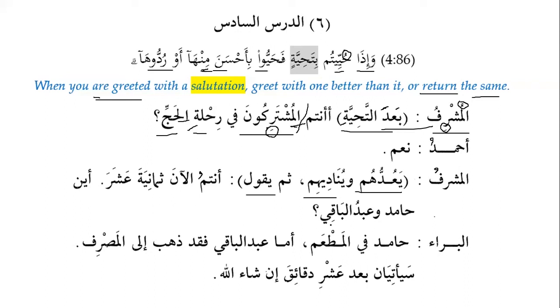Aina Hamid wa Abdul Baqi? Where is Hamid and Abdul Baqi? Baqi is the derived form of baqa yabqi, and fahuwa baqin, and when we use al with that, then ya comes back. Al-bara'u Hamidun fil mat'ami. Hamid is in a restaurant, or in the restaurant. Mat'am, so it is on the pattern of maf'al. So that means this is a dharf. Fil mat'ami. Amma Abdul Baqi, as for Abdul Baqi, faqad dhahaba ila al-masrifi. So he has gone to the bank.